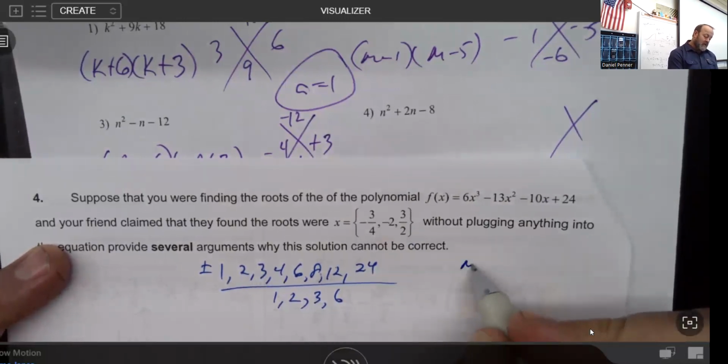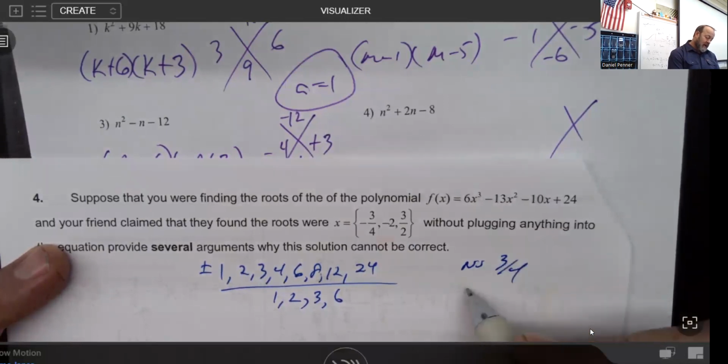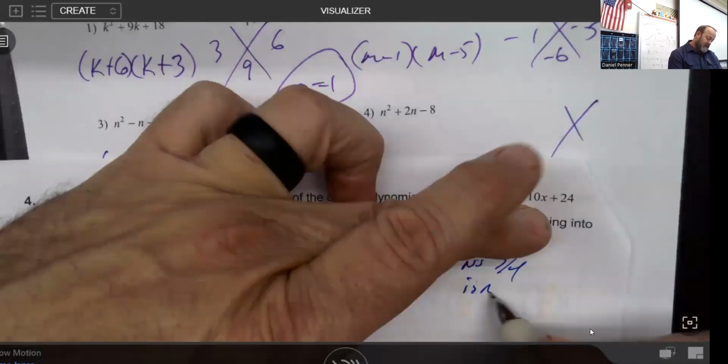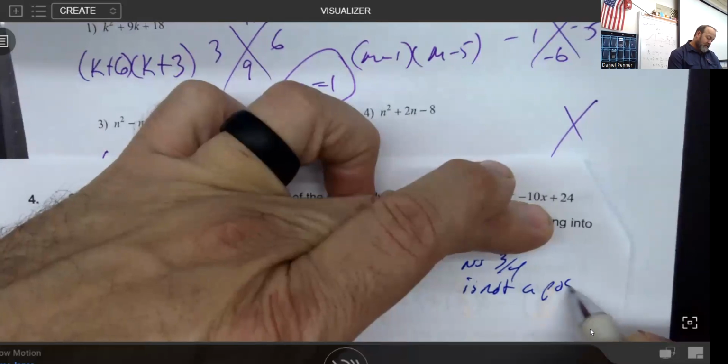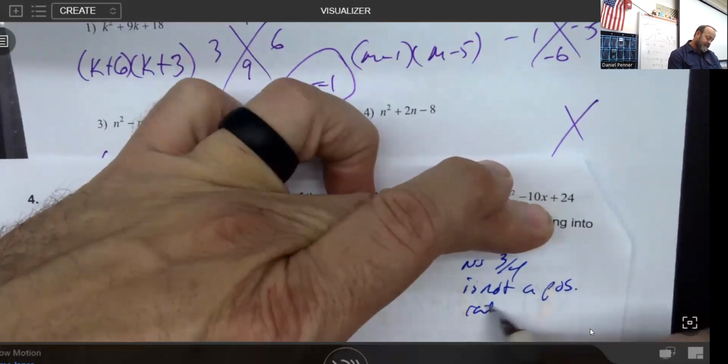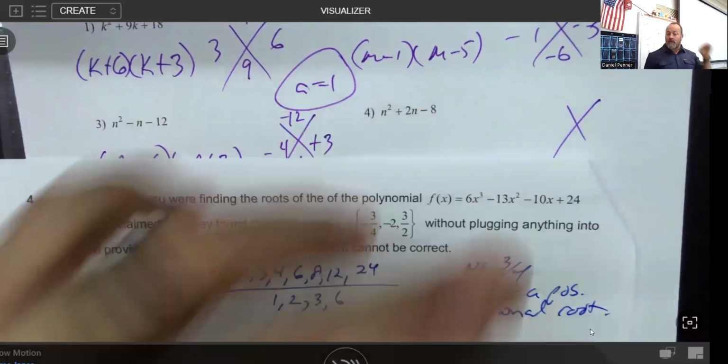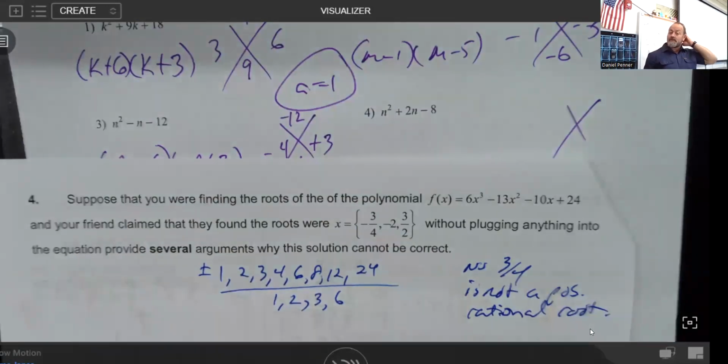So I could say, no, 3/4 is not a possible rational root. Okay, that's number 1. 3/4 is not in the list because the number 4 is not a factor of 6. That's the first reason why. Now, it does say several. I left that a little bit open-ended.